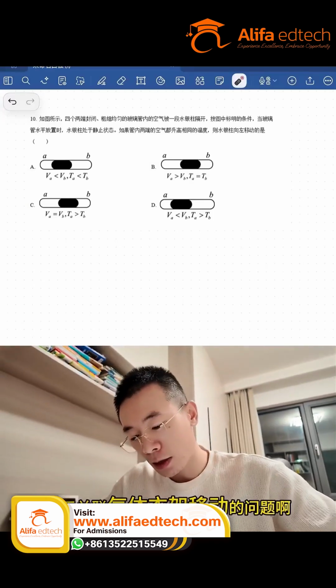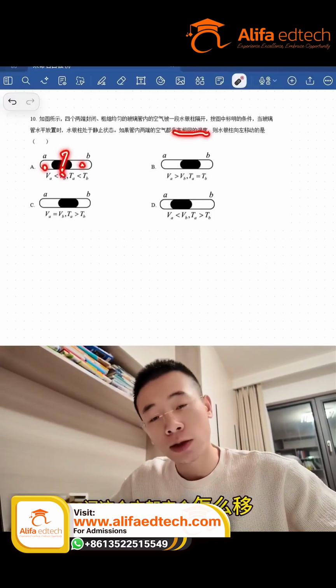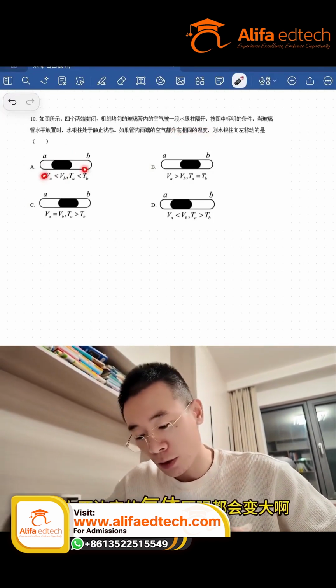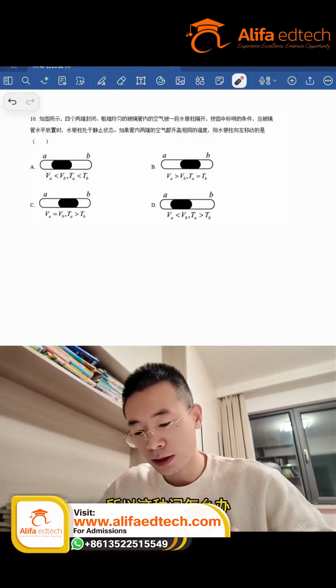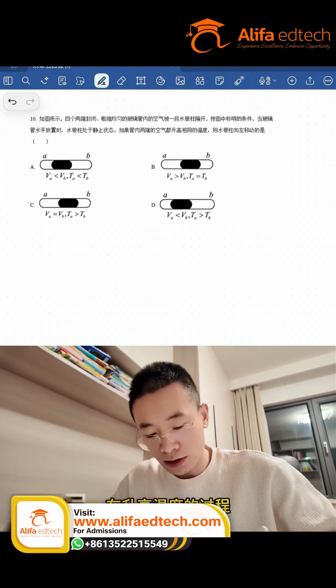For this gas-linked liquid column, gas A is on the left and gas B is on the right. If we heat both equally, how does the column move? As heat rises, pressure on both sides grows. How do we solve this? Here is a tip. What should I do during the process of raising the temperature?